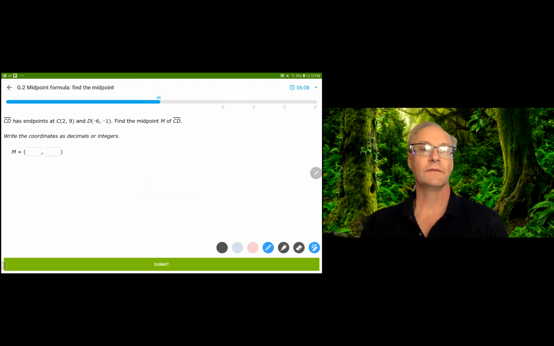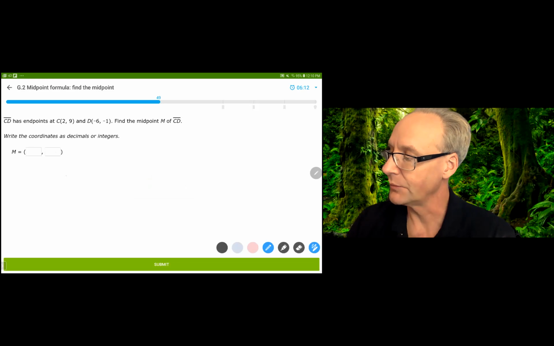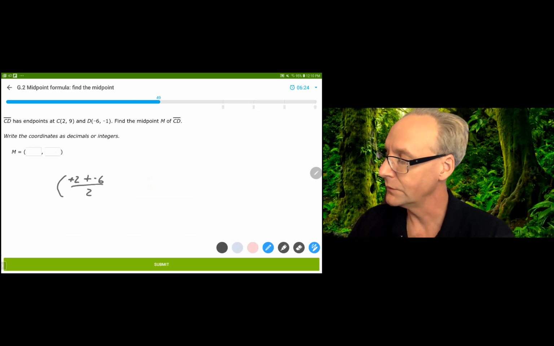And the average of the x's and the average of the y's. Now this time I've got a little more additions going on, so I'm just going to go ahead and mention a couple of things about this. Now in the future, I'm not going to be doing this on all the rest of the problems. Sorry, it's a positive 2 plus negative 6. Those are my 2 x values over 2. And I have y values 9 plus negative 1 over 2.